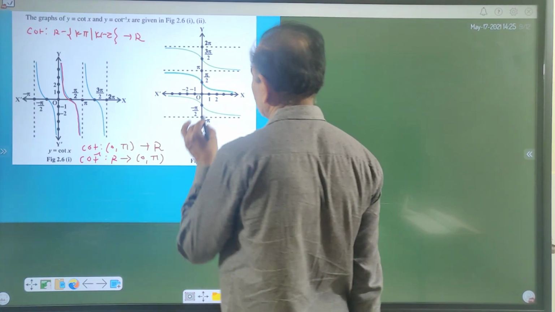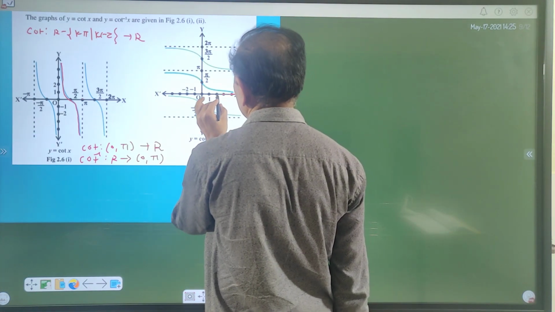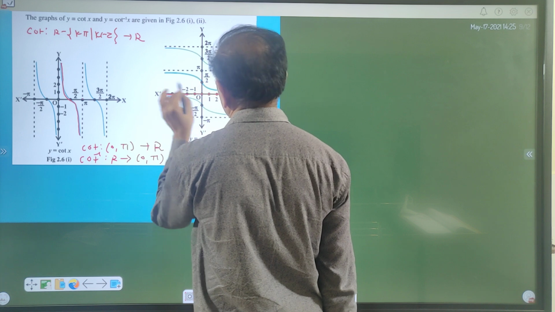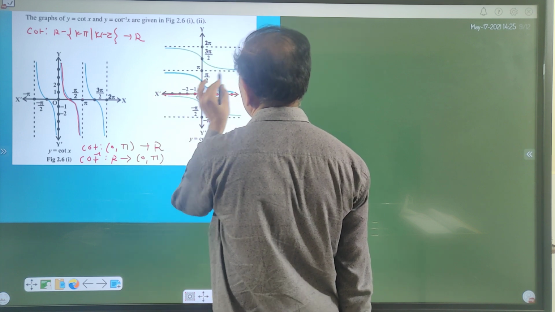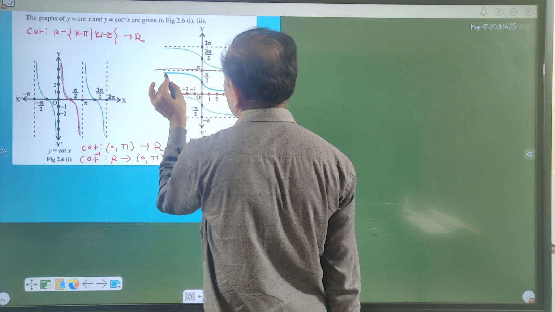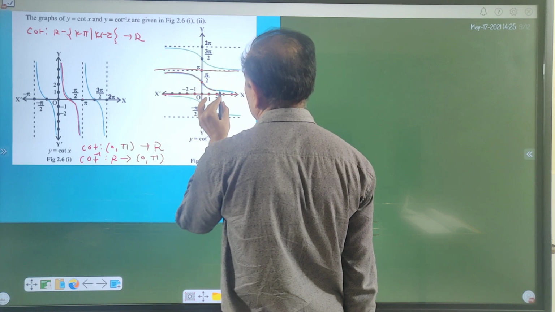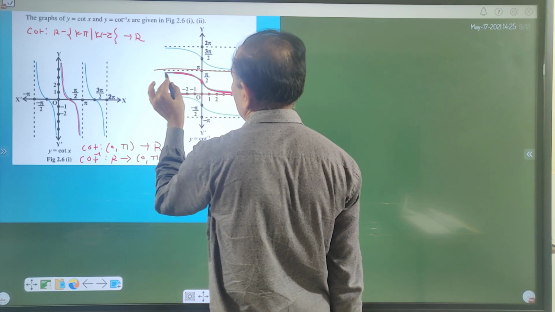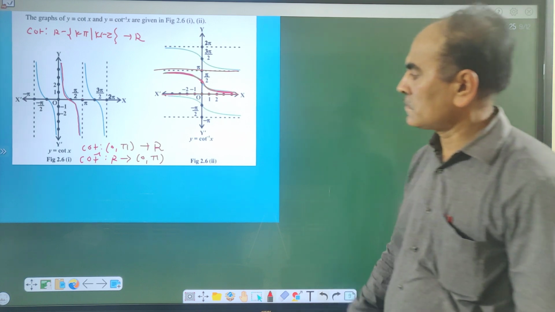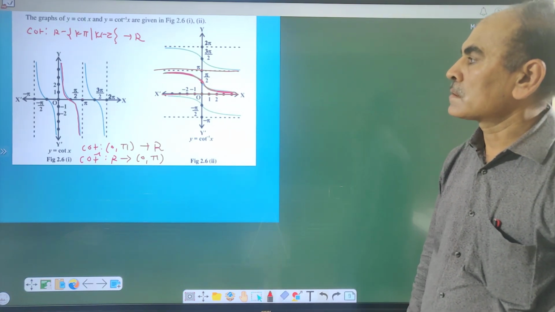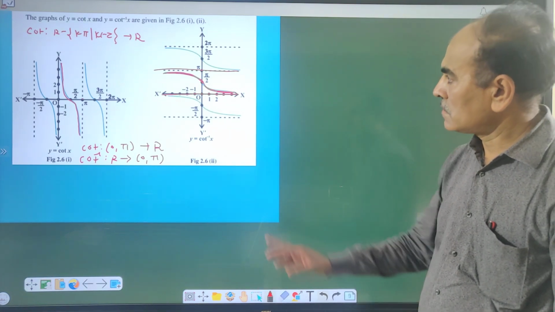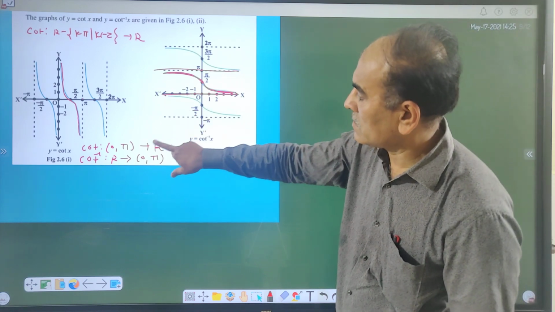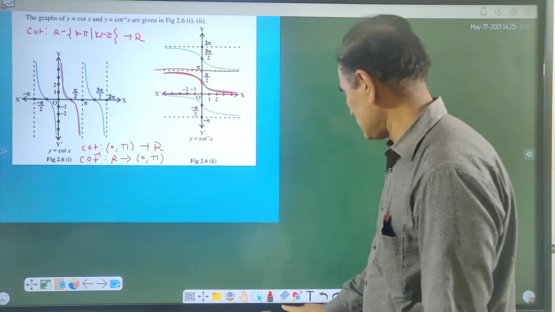Now see here, for this part, f(x) where x is from 0 to pi, the dark line. See here it is 1-1 and onto. So the cos function is 1-1 and onto. What inverse is there? It is 1-1 and onto, so the inverse exists.